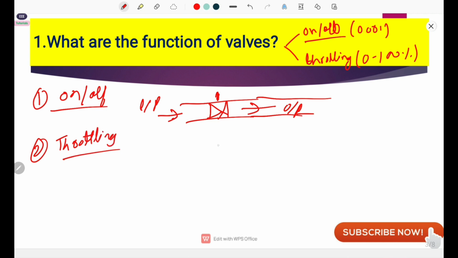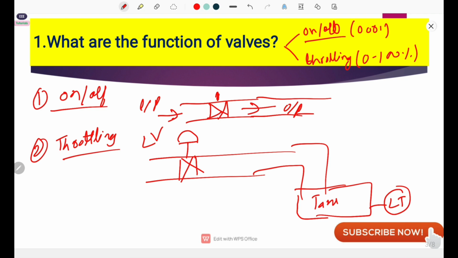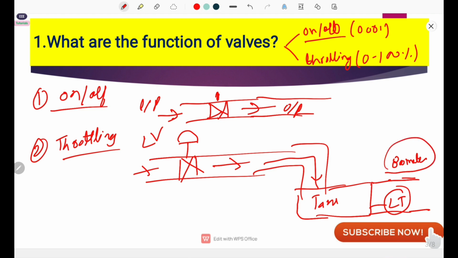So what is the meaning of the throttling? If there is any valve, for example LV, and here one tank, and here one LT is installed. So the limit of this tank is 80 meter, means the fluid which is coming from this valve should not be increased from 80 meters.